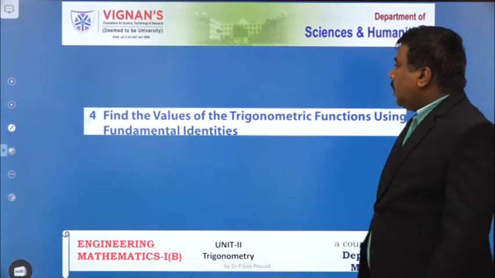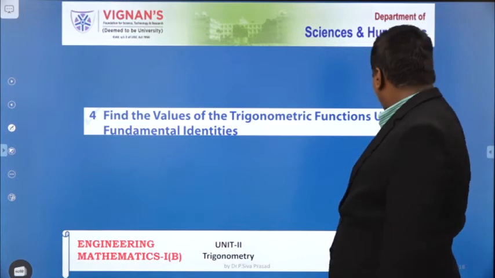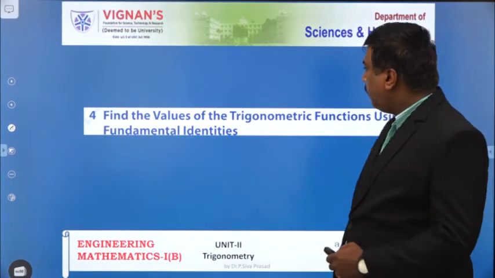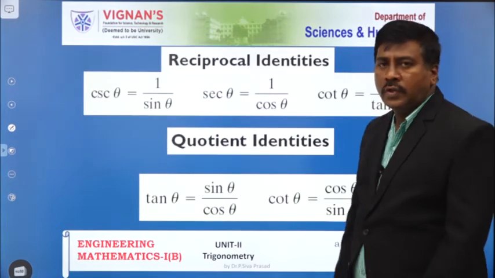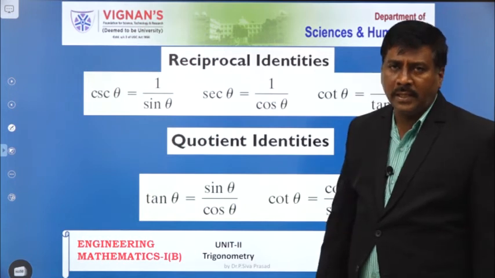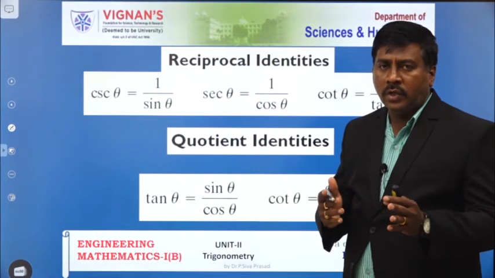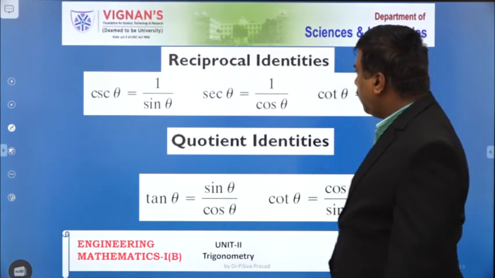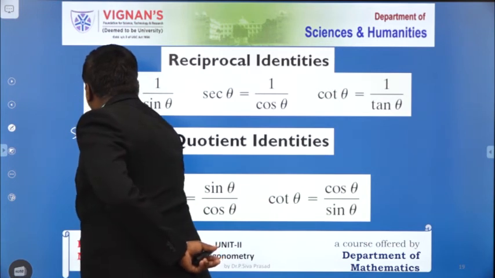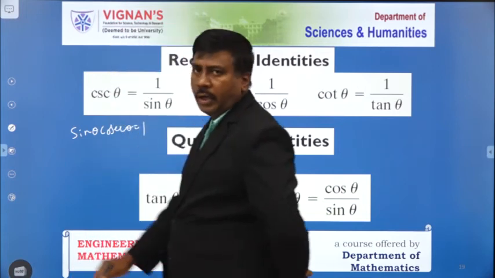Now, find the value of the trigonometric functions using the fundamental identities. That means whatever we learned in the previous class, we have to use. So cosecant theta is equal to 1 by sin theta. That means both are multiplicative reciprocals of each other. That means sin theta into cosecant theta is equal to 1, which you already have to learn.